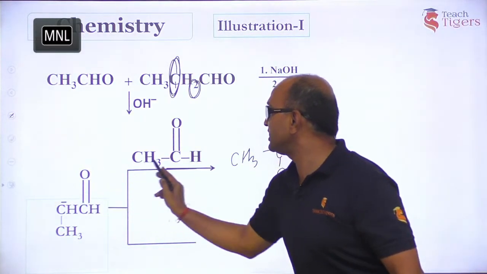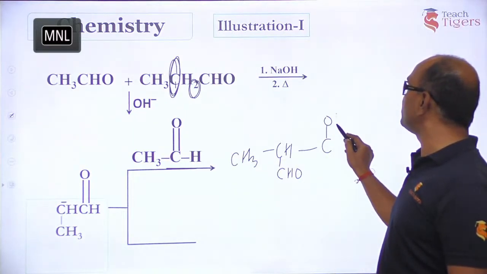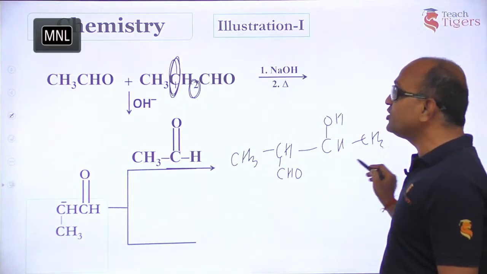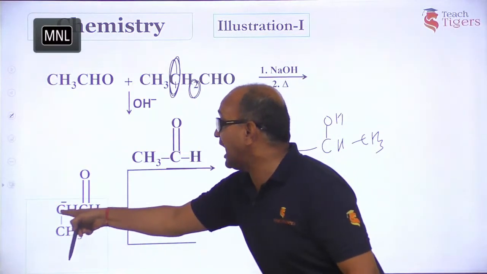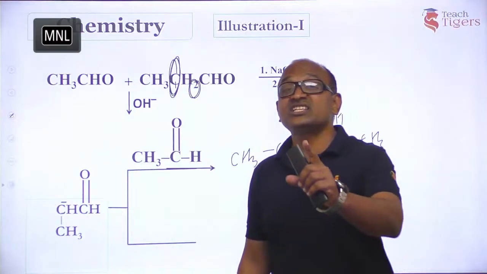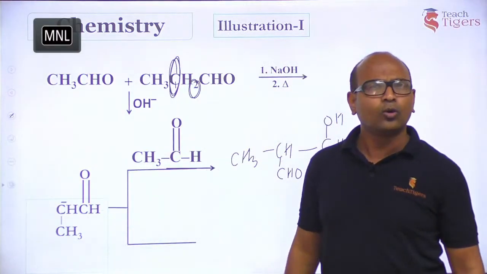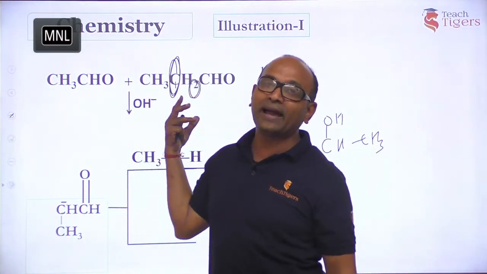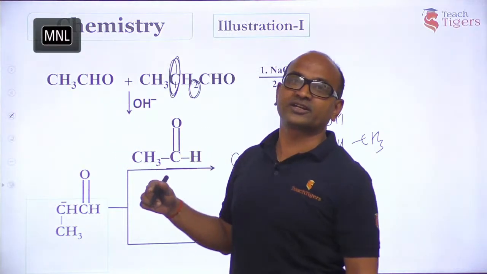So this goes and attacks this CO minus, which becomes this. Can you see there is a new bond formed between the alpha carbon, this is our alpha carbon, and this carbonyl carbon. This is helpful for you in retrosynthesis. What do you mean by that? How do you get back the reactant from the product?